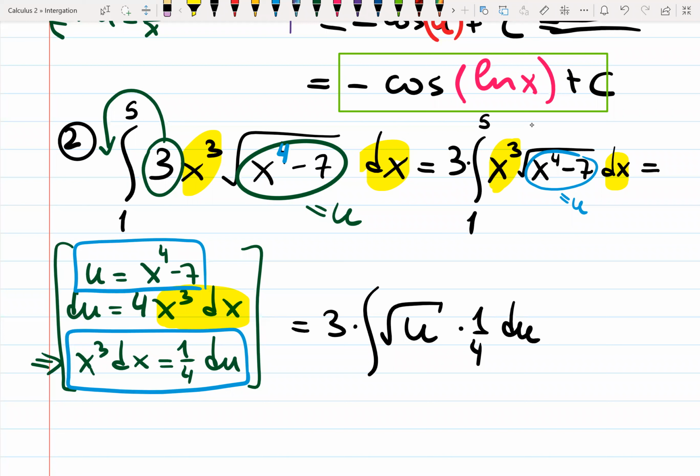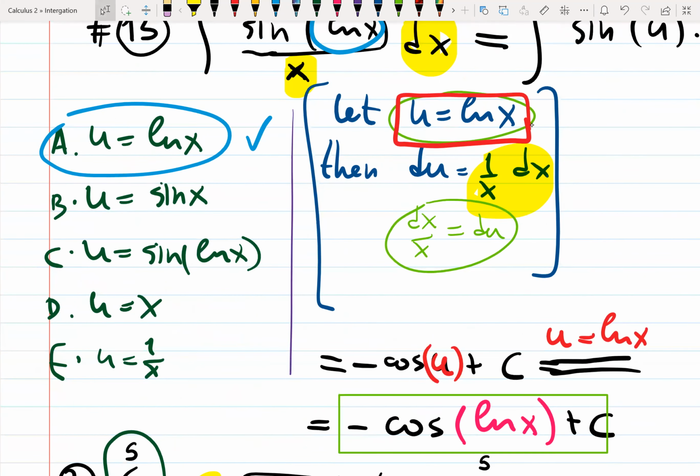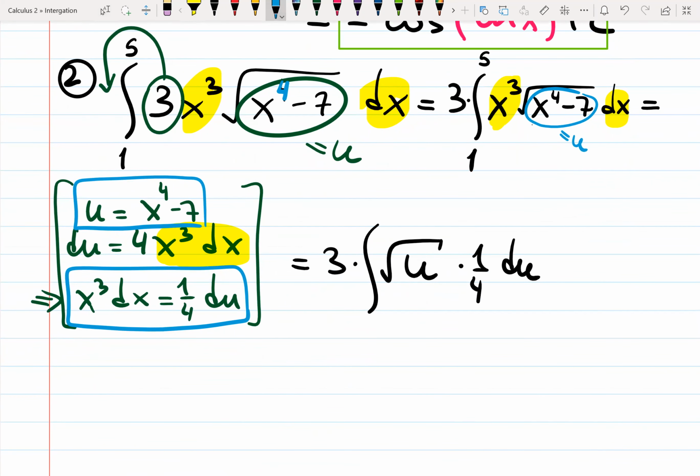Now, this is a definite integral, so you have two ways of solving it. Either you first solve it as an indefinite integral, like we did before, go back to x and then plug in 5 and 1, or, the classical way that they teach in the book, change the limits of integration. You have to change a and b. I will tell you in a second why.